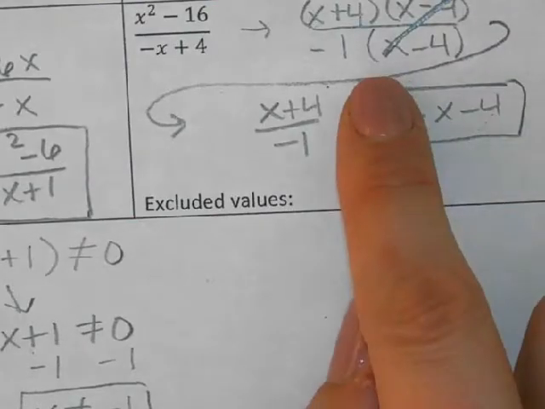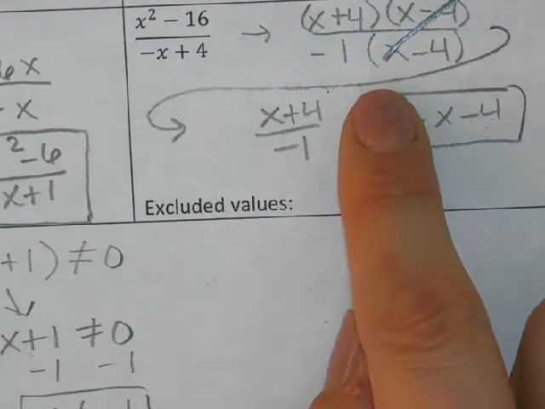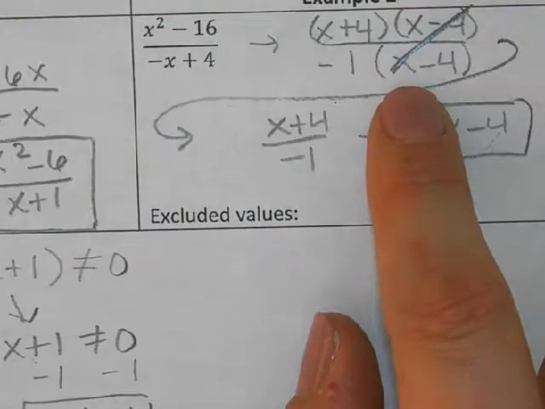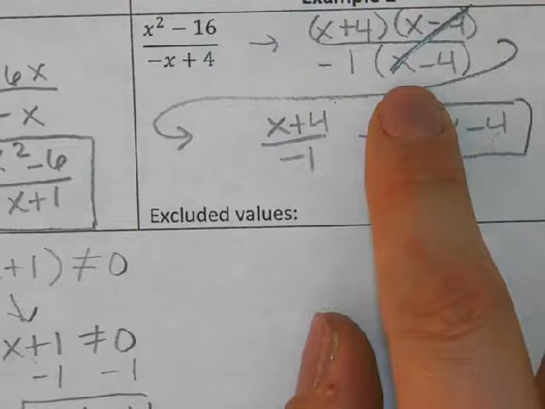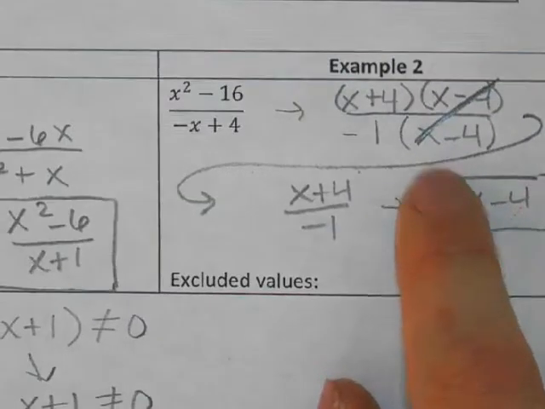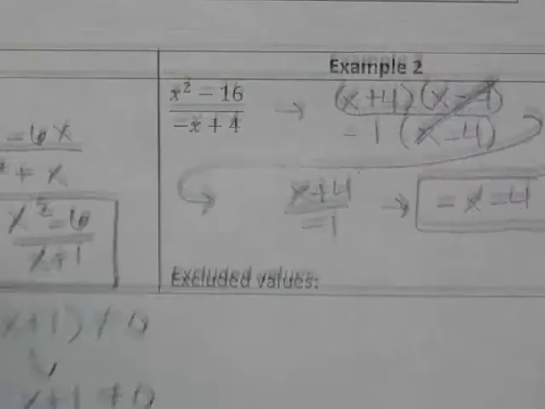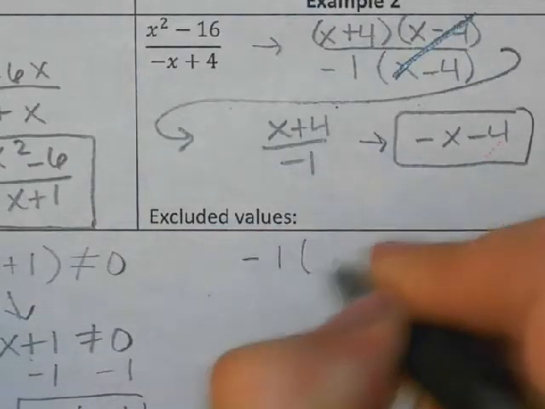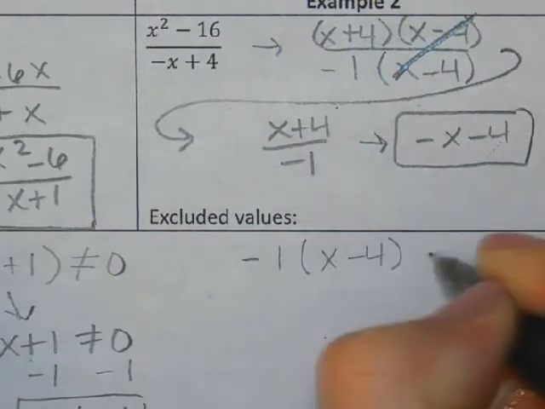If we look over here, the bottom here is not a quadratic, so we don't really have to factor it. But we can go ahead and still use the factored form to find our excluded values. That's going to be the trend. We will always go back to the factored form before we cancel things out. We're going to go back to the factored form and see what the excluded values are. So here, I'm going to say negative 1 times x minus 4 cannot equal 0. That's how I'm going to find my excluded values.